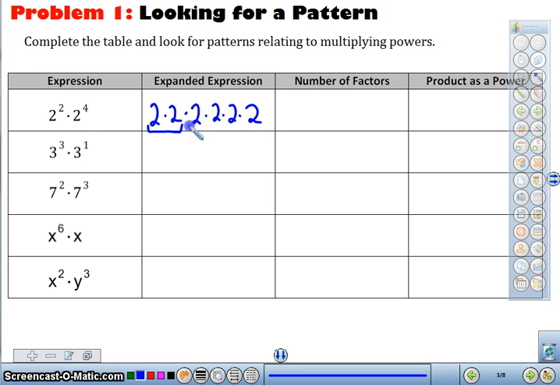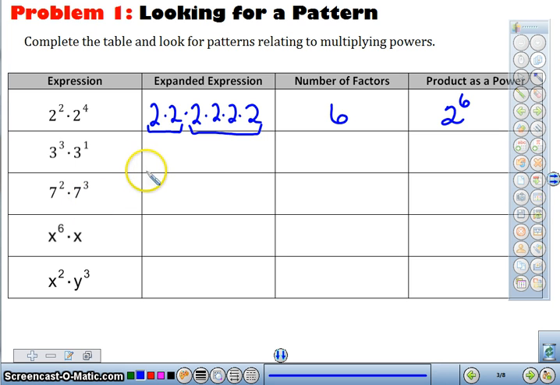It says how many factors do you have? How many, in this case, 2's? And we have 6. So how could we write how many 2's we have? We could write it as 2 to the 6th power. I want you to try it with the next couple.